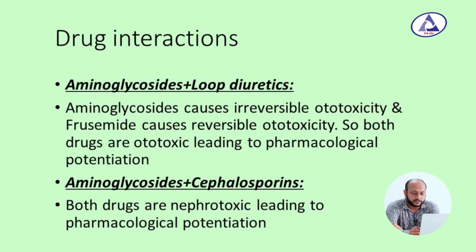Now, drug interactions. Aminoglycosides plus loop diuretics: aminoglycosides are mainly ototoxic drugs and cause irreversible ototoxicity, and loop diuretics such as furosemide also cause ototoxicity, so both drugs can cause pharmacological potentiation and ototoxicity. Aminoglycosides and cephalosporins: both are nephrotoxic drugs, leading to pharmacological potentiation.